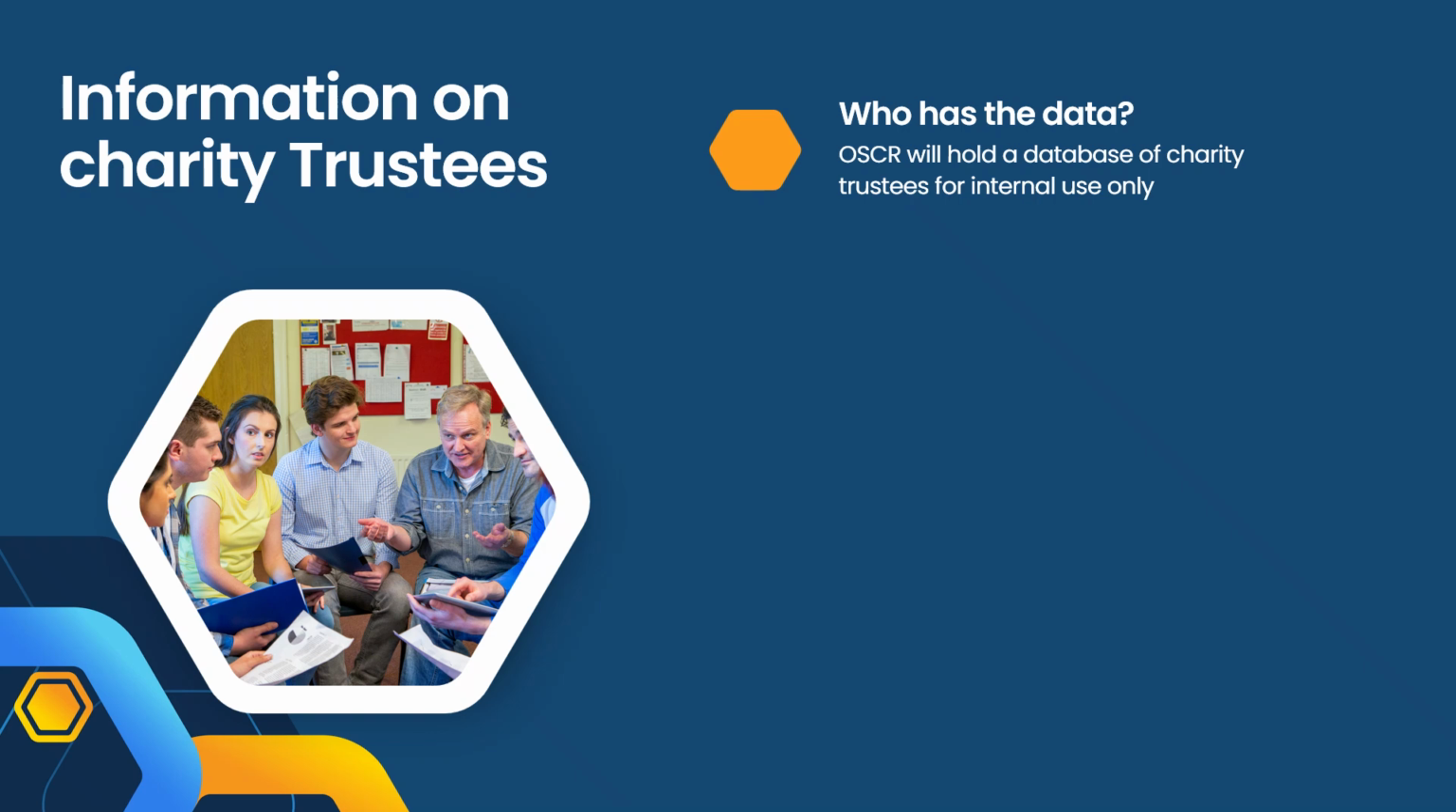Let's start with information gathering about trustees. What information is going to be gathered? It's going to be their name, date of birth, email address, home address, and a telephone number. But why does Oscar need it? It's all going to be collated on an internal database, and it's to help identify and verify who the trustees are.